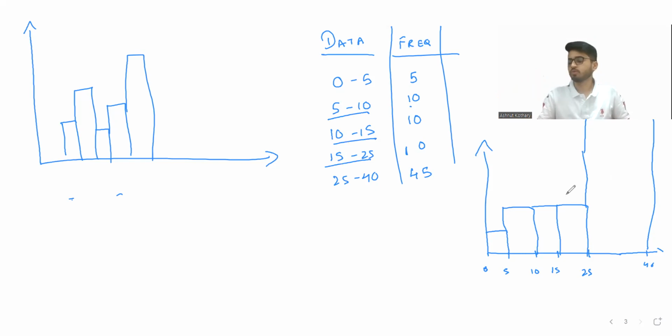But the moment you have a data set wherein the class intervals have different ranges, in that case we use something called relative frequency, which is defined as frequency divided by the class width. What is class width? Maximum value minus minimum value for the particular class interval. So here my relative frequency will be 5 divided by 5, which is 1. Here it will be 10 divided by 5, which is 2. Here again it's 2. Here it is 1. And here this is coming out to be 3.